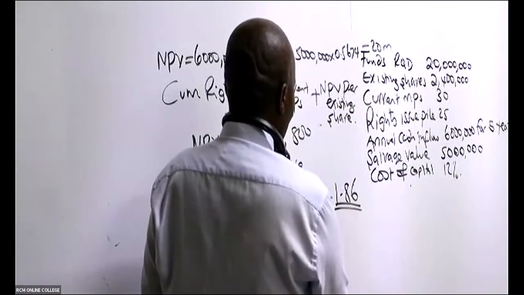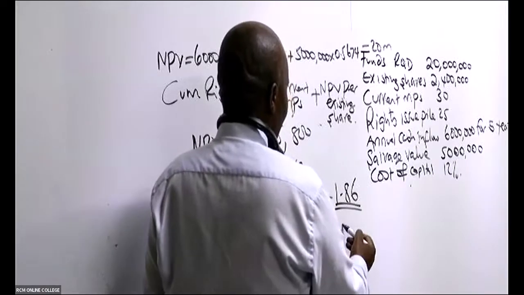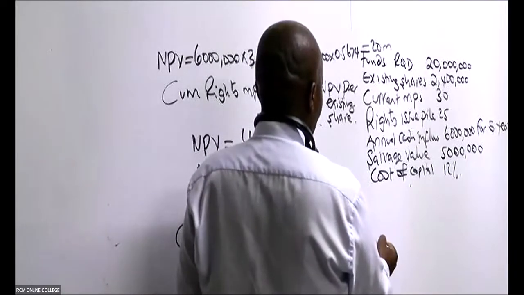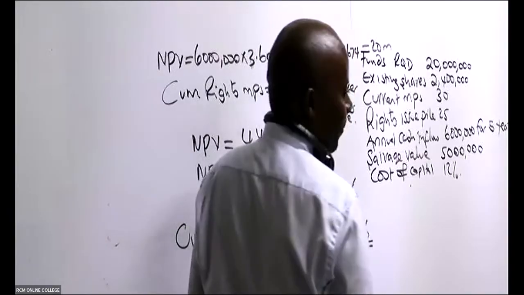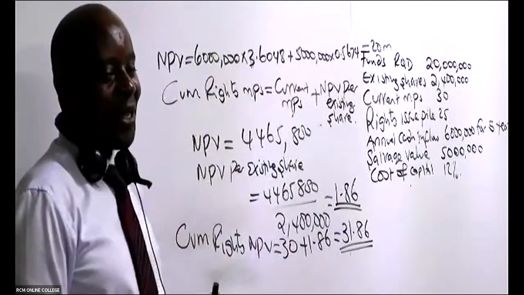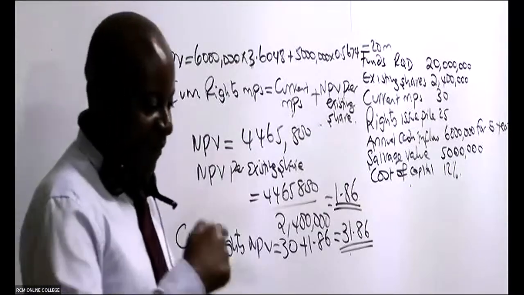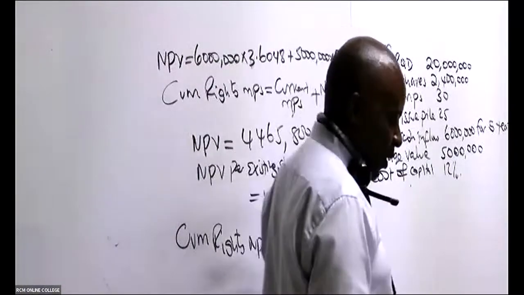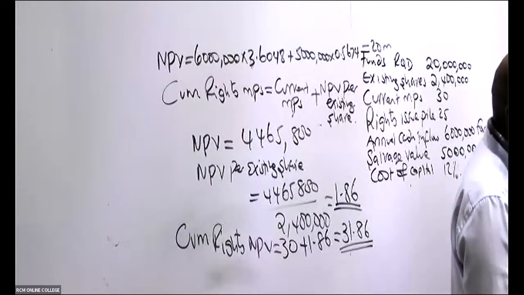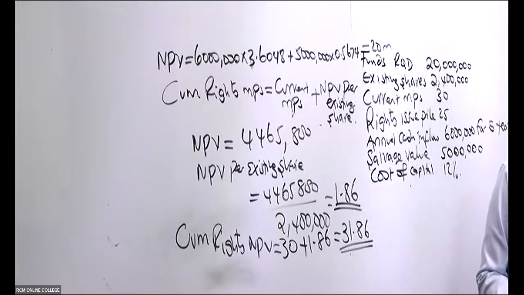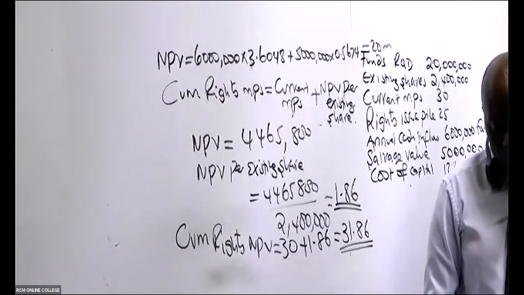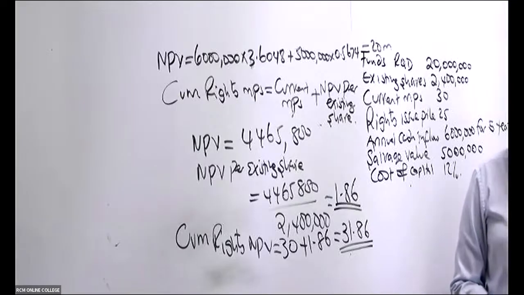So you take 30 plus 1.86, isn't it? Which will end up giving me 31.86, like that. Please don't forget this. If they tend to bring it this semester, very few students will be able to get it right, but fortunately you'll be among those few students. So up to there, ladies and gentlemen, are we really together?